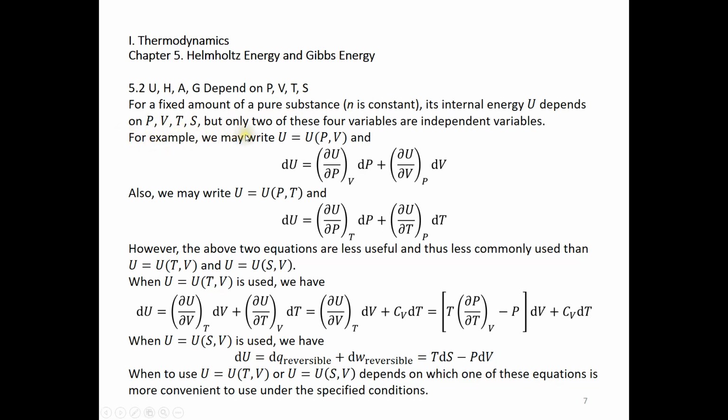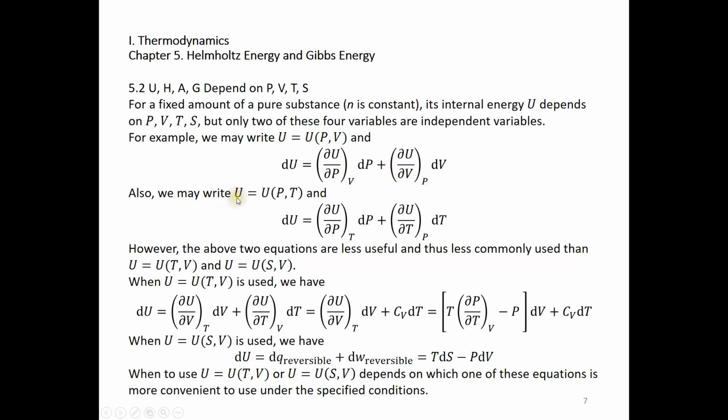For example, you can view the internal energy as a function of P and V. And you can write dU is ∂U/∂P times dP plus ∂U/∂V times dV. This is correct, but not very useful in thermodynamics, because these partial derivatives do not really have a clear physical meaning.